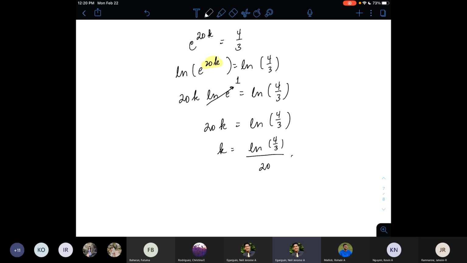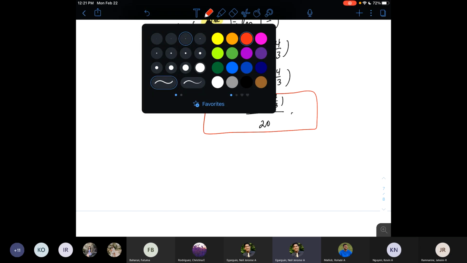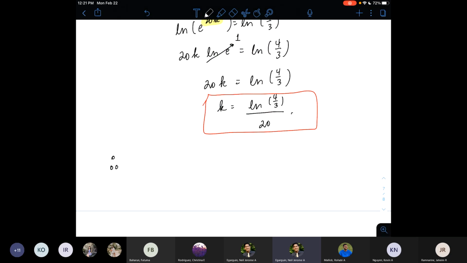So that would be the growth factor, or the growth rate for the population. This would be our answer for part A. And actually, this gives us another piece of info. The model can now be updated so that it reads 4.5 billion e to the ln of 4/3 over 20, that's the value for k, times the time t. All right, is that good so far?